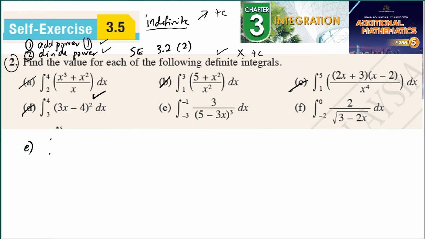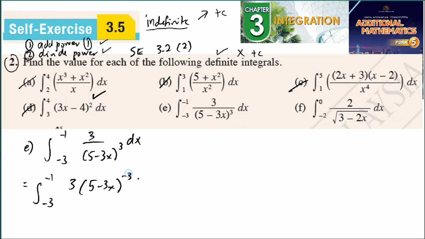So for E, so we see negative 3 to negative 1, and we have 3, 5 minus 3 x cubed dx. So we see here the power needs to be up when you do integration. So this one would be negative 3, negative 1, 3, 5 minus 3x, negative 3 dx. So we see here we have bracket with power. And we have a constant here, but we know that the constant won't be affected when we do integration.